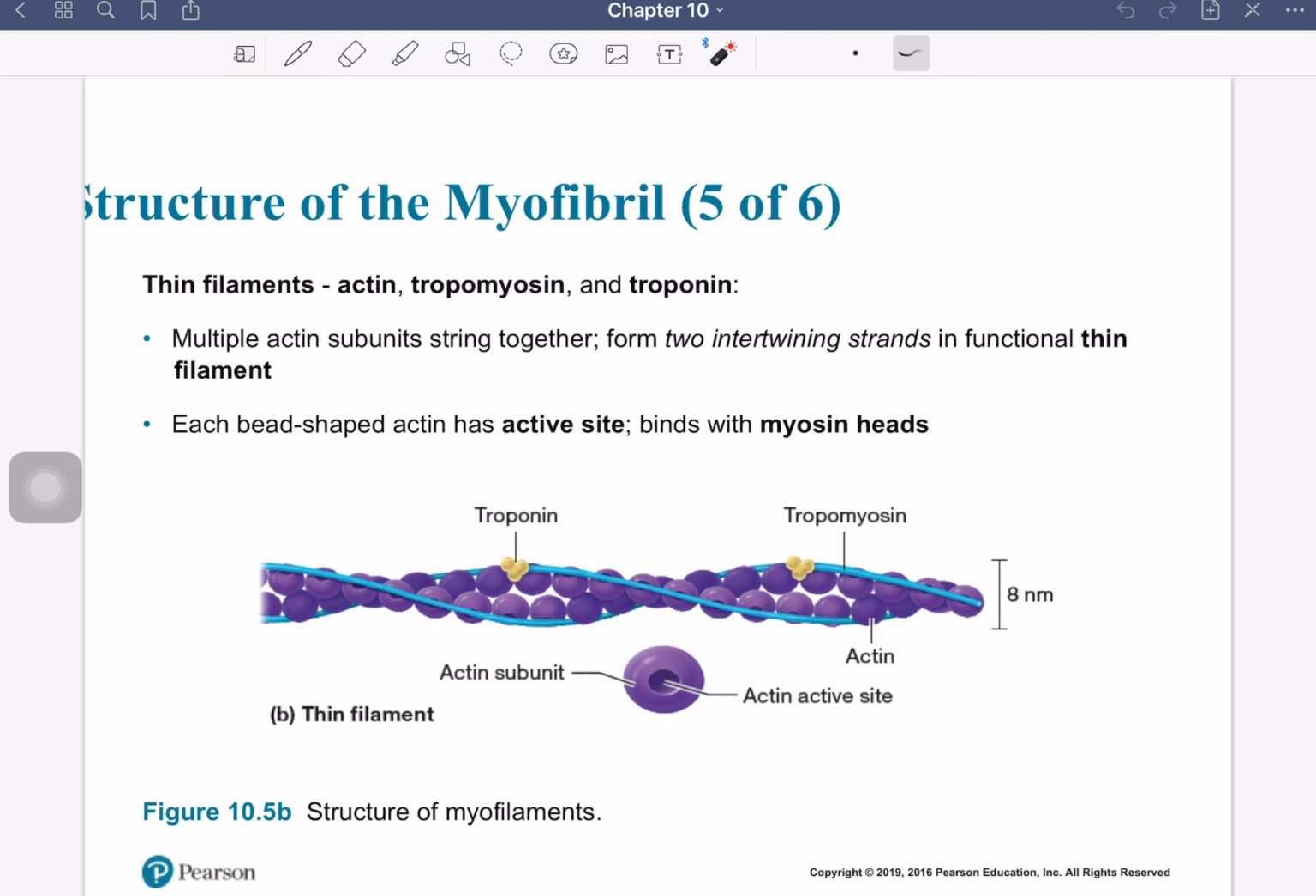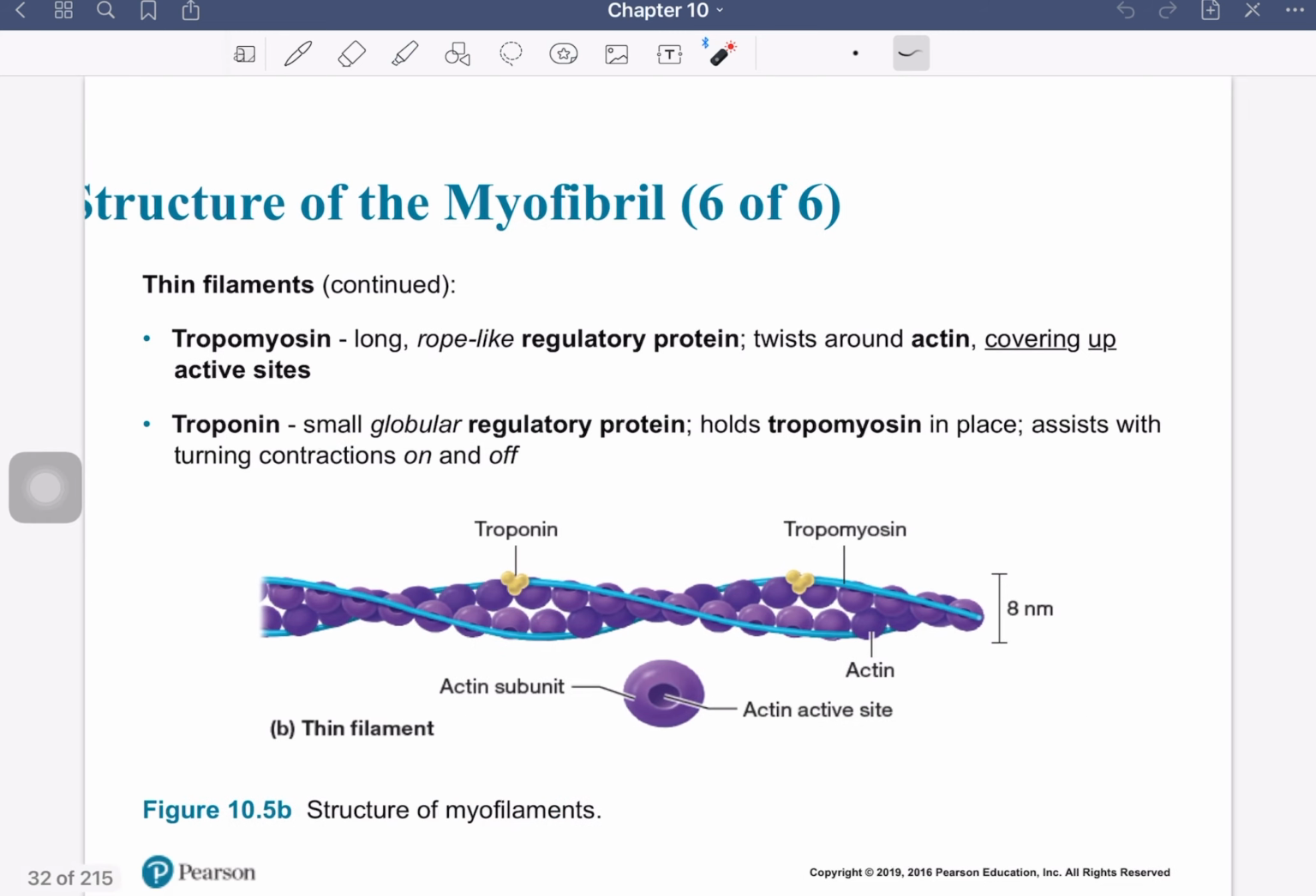And when we're looking at the thin filaments, it's actin, tropomyosin, and troponin that make that up. And as I said, we're looking at individual actin subunits with the binding sites, and of course tropomyosin covers it up, and troponin also sits on top. And we'll have a look at how that all works.